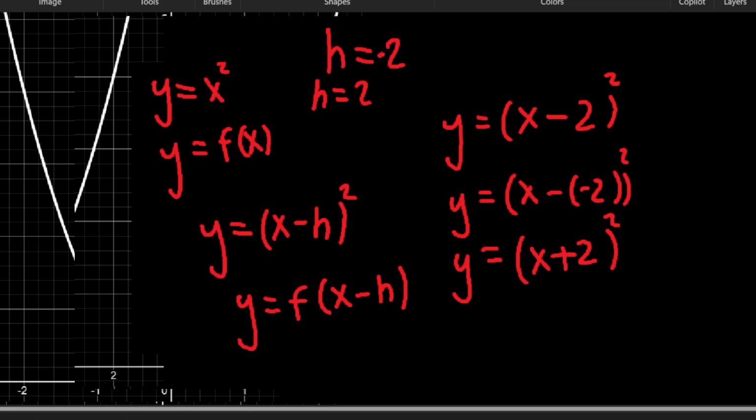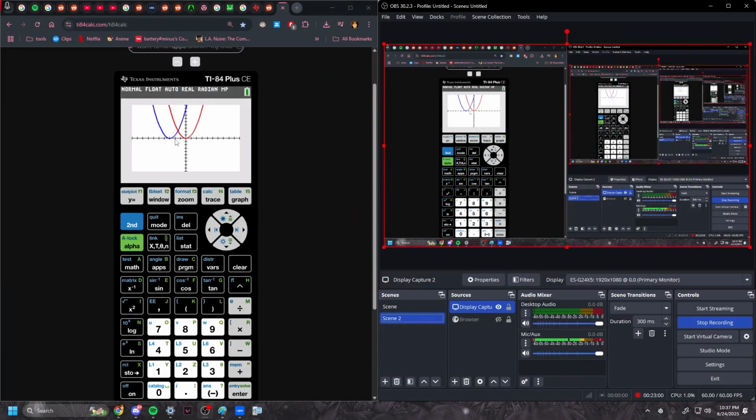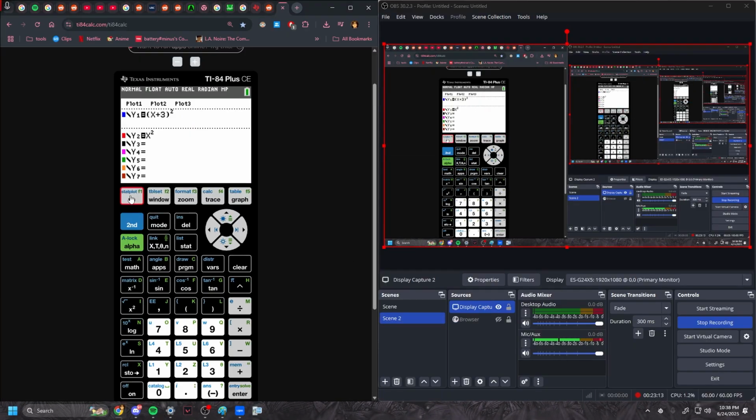So, knowing that, what is the equation of the graph in blue? You have 3 seconds. 1, 2, 3. If you said y equals open bracket x plus 3 close bracket squared, you would be correct. That is the graph in blue.